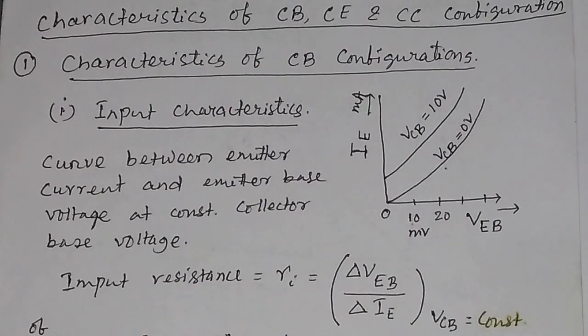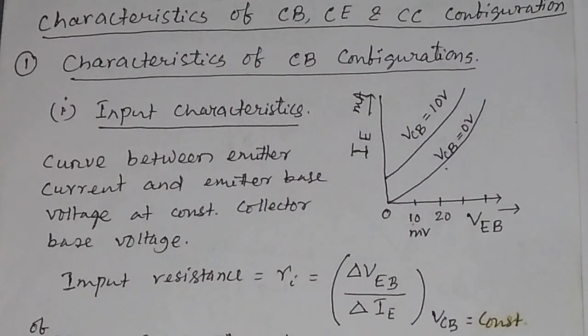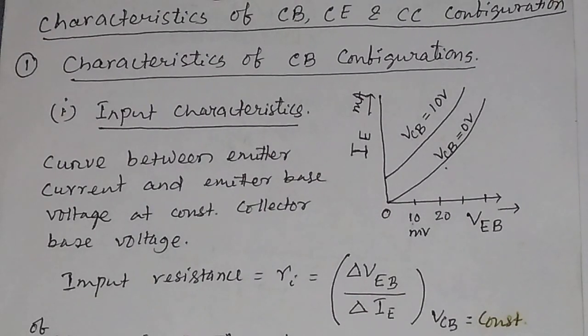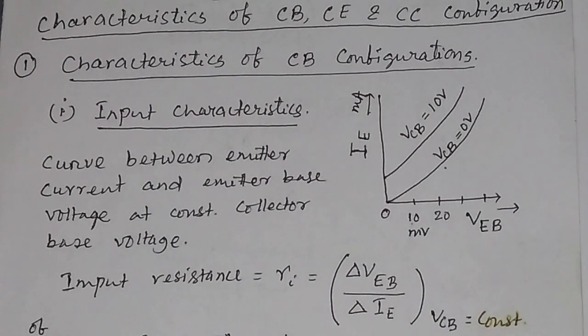In this video, we will discuss the characteristics of a transistor in common base, common emitter and common collector configuration. We will also discuss the current gain alpha in common base configuration, the current gain beta in common emitter configuration, and the current gain gamma in common collector configuration, and we will also discuss the relation between alpha, beta, and alpha, gamma, or beta, gamma.